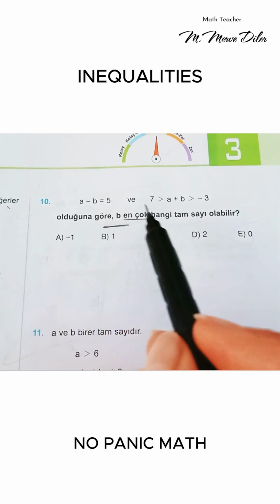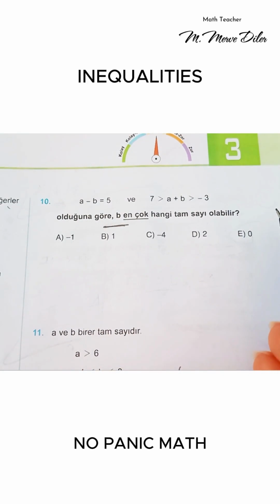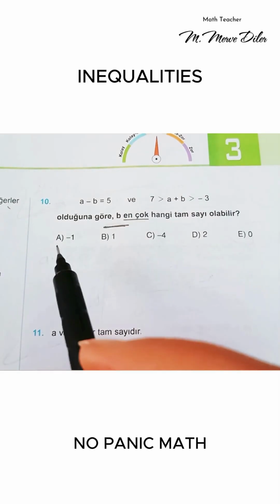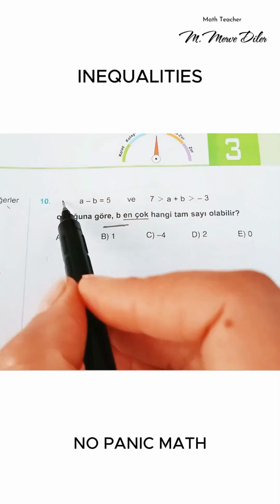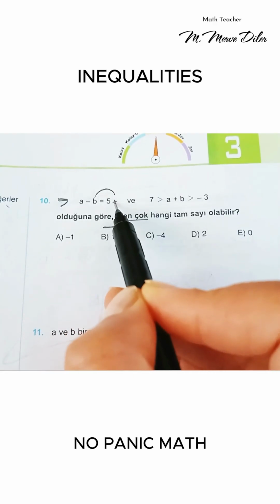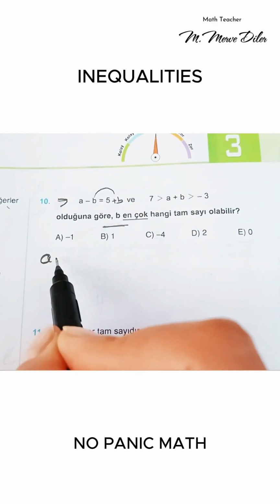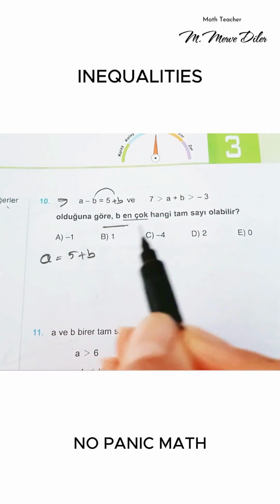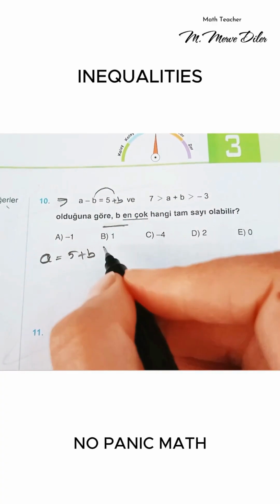If the question is asking for b, that means you need to get rid of a. How are you going to do that? We will express a in terms of b. Where? In the first equation. If you isolate a, meaning if you move minus b to the other side, you'll find that a equals 5 plus b.